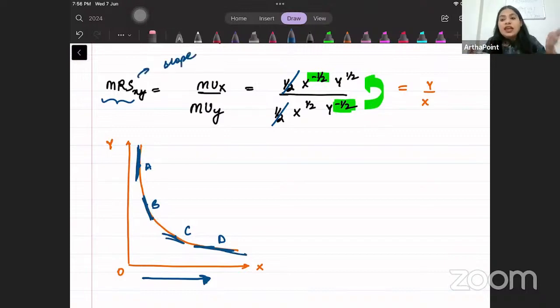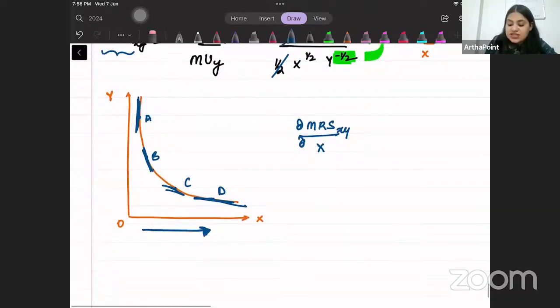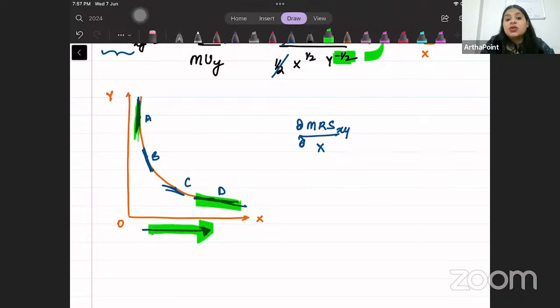Indirectly, I want to check if the slope goes from being steep to being flat. If the slope diminishes, slope decreases. So I should be differentiating MRS with respect to X in order to check this. Because I want to check that the slope diminishes, I want to go from being steep to being flat. And that I will check always along the changes in good X.